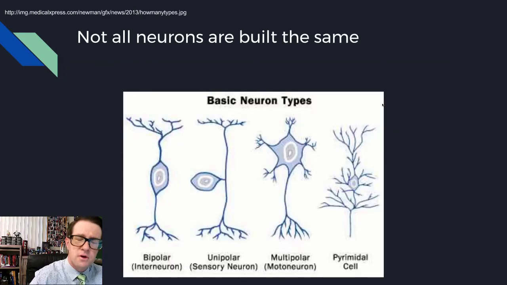Not all the neurons turn out to be built the same way, and not all axons will look alike. So what we end up getting is a whole bunch of different variations on neurons, and the reason for that is they do different functions. They will behave differently.